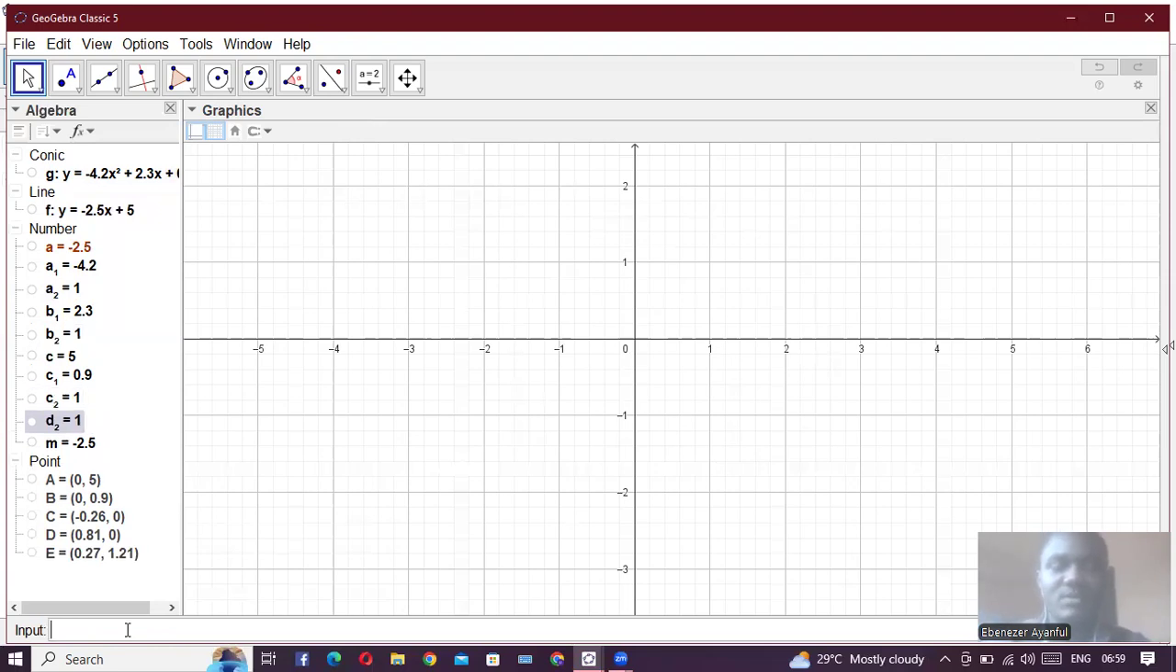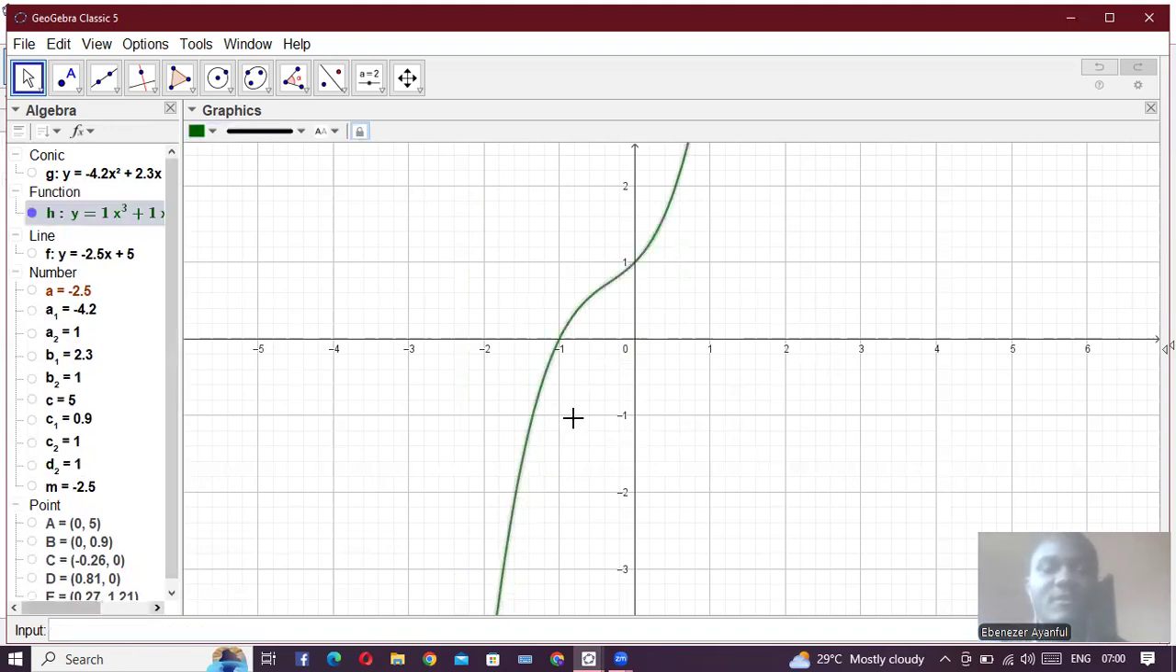Now that we have those, we can insert our cubic function y. The general form is y equals a x cubed plus b x squared plus cx plus d. And this is our cubic function here. That is h. H is our cubic function.